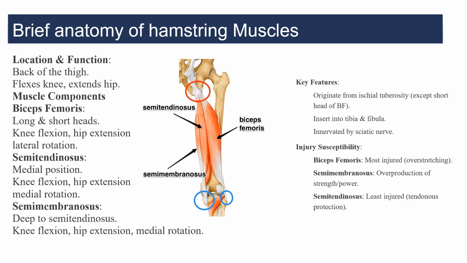Semitendinosus, which lies in the medial part of our thigh, also flexes the knee, extends the hip, and medially rotates the hip joint. Semimembranosus, which is deep to semitendinosus, also flexes the knee, extends the hip, and medially rotates the hip as well. The key feature of this hamstring group of muscles is that they all originate from the ischial tuberosity, except the short head of biceps femoris, which originates from the linea aspera of the femur, and they insert into the lateral part of our knee or the medial part of our knee.